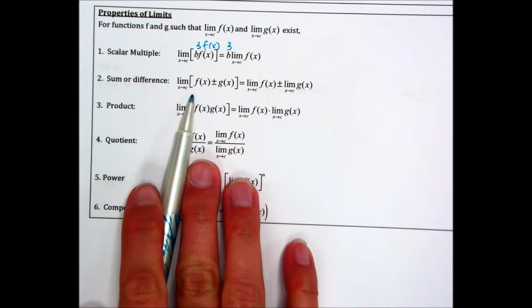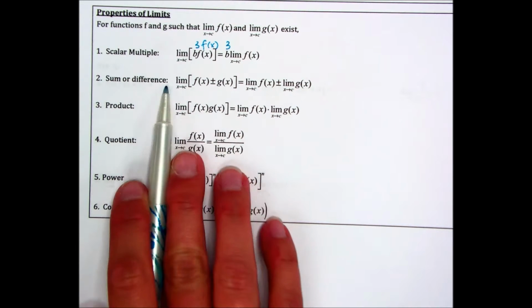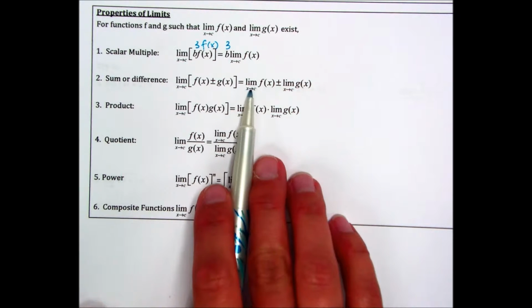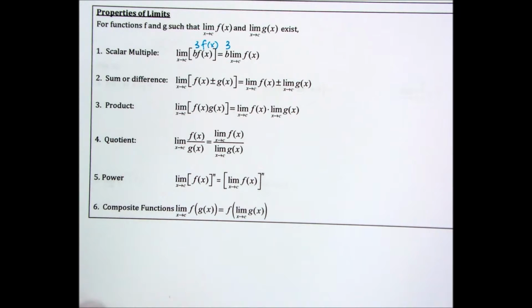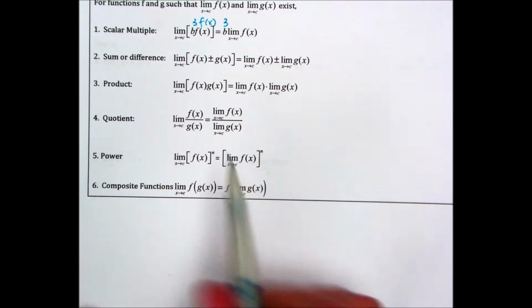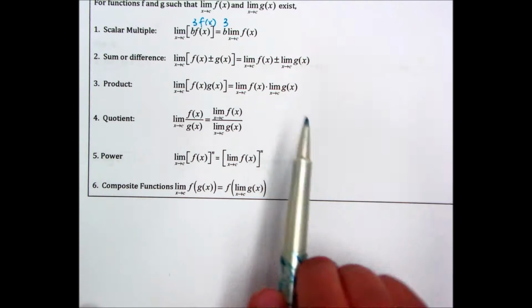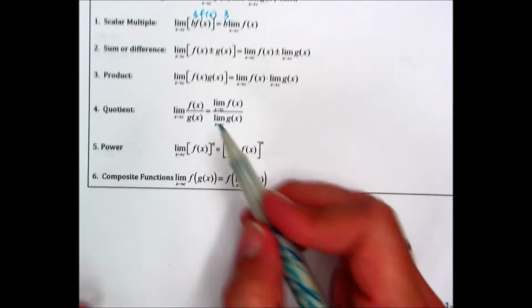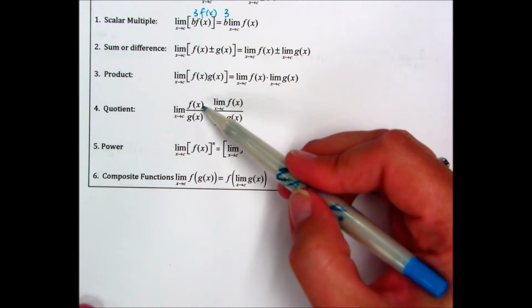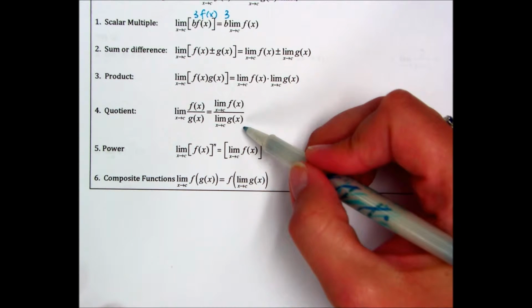Same with the sum or difference. I can either add f of x and g of x or subtract them first, then take the limit, or if it's easier, take the limit of f of x, take the limit of g of x, and then add or subtract them. All right, your product, same thing. I can either multiply first, then take the limit, or take the limit of each one and then multiply those. Quotient, I can take f of x divided by g of x and then take the limit, or I could do the limit of f of x over the limit of g of x.